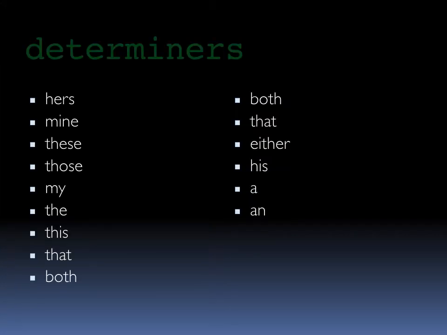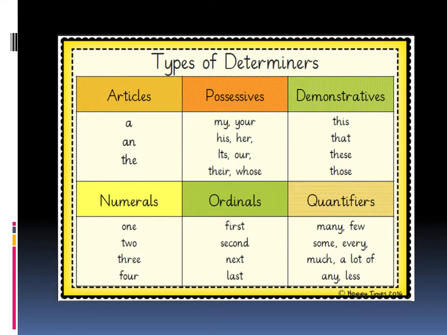Determiners. Determiners are tricky. These words come at the beginning of noun phrases. They tell us whether the noun phrase is specific or general. They can be articles, possessives, demonstratives, numerals, ordinals, or quantifiers.